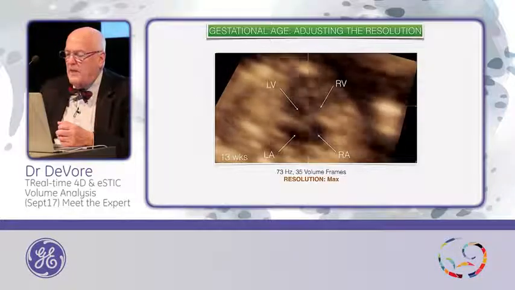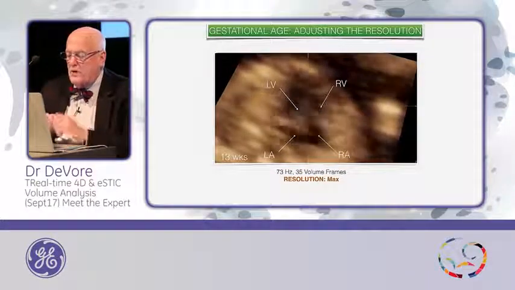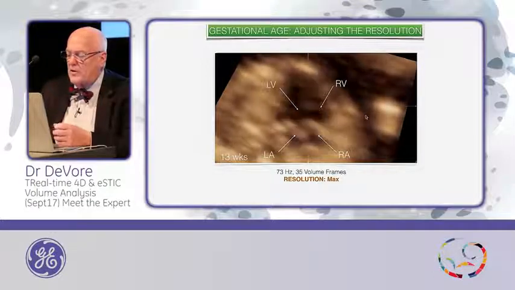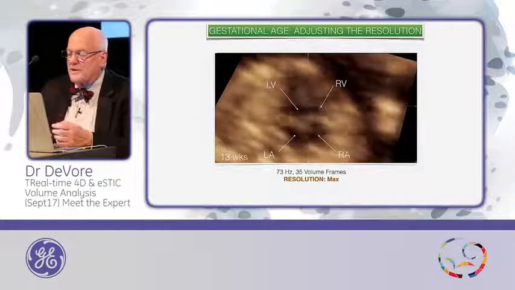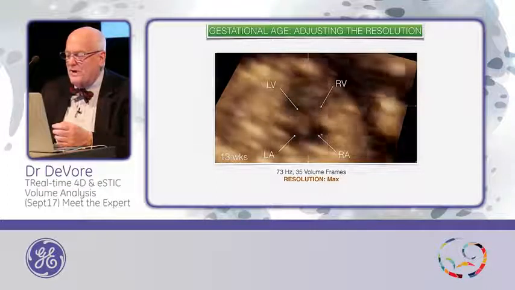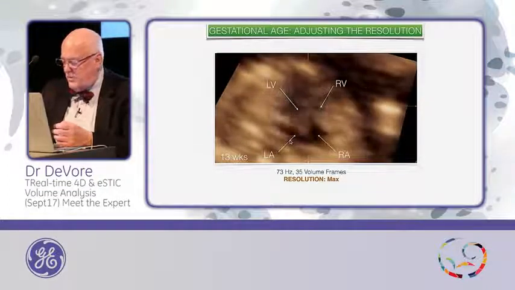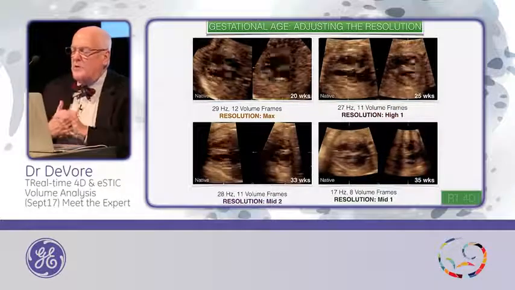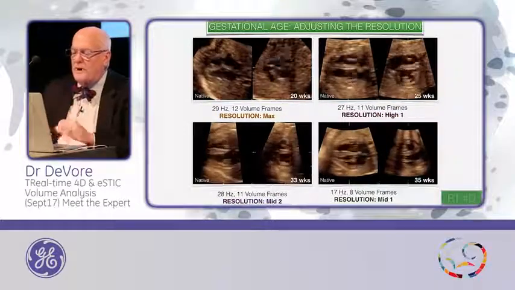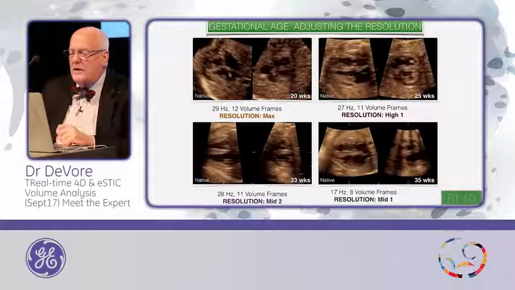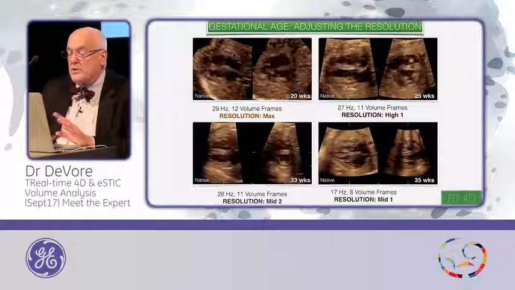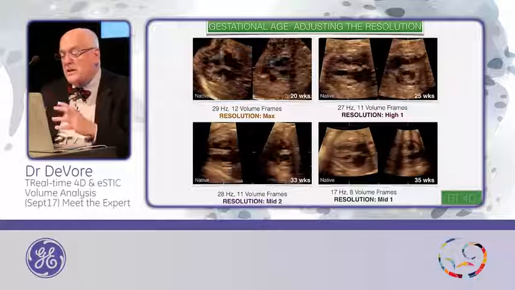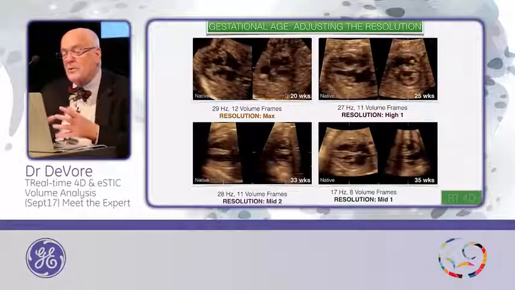Okay, now gestational age. We see this is a 13-week heart, and you may think we're hallucinating, but actually you can see the left ventricle, the right ventricle, the right atrium, the left atrium. This is, of course, with a transabdominal approach. Now, what we show you here, using the real-time 4D, is different gestational ages, and by adjusting the settings, you see that the image quality stays pretty much the same.